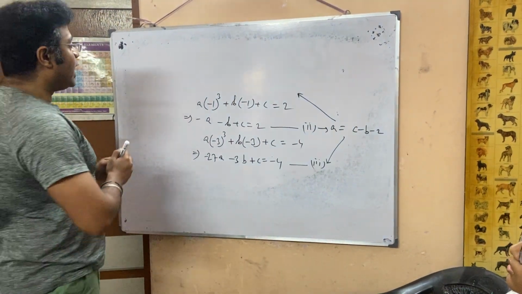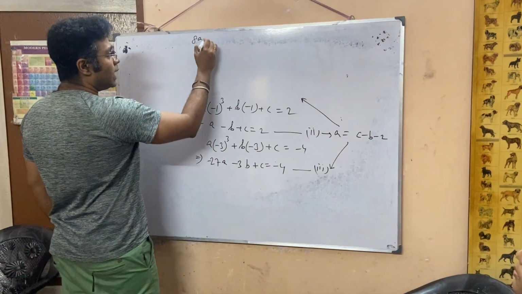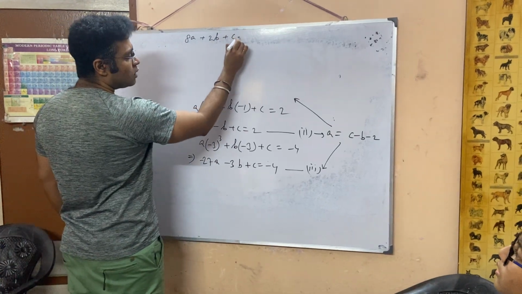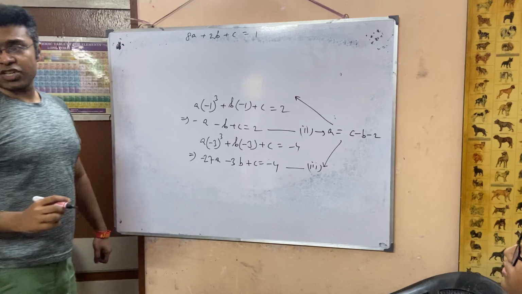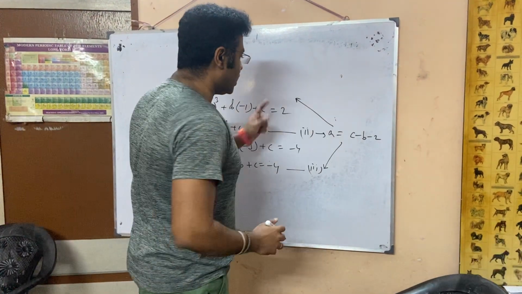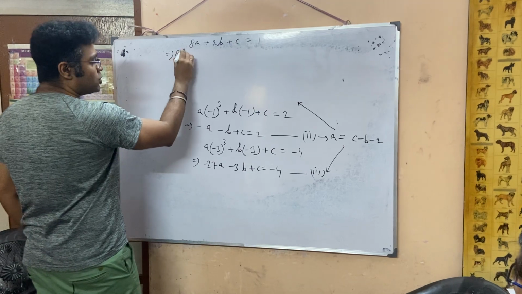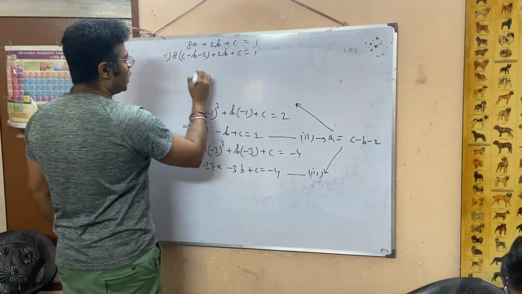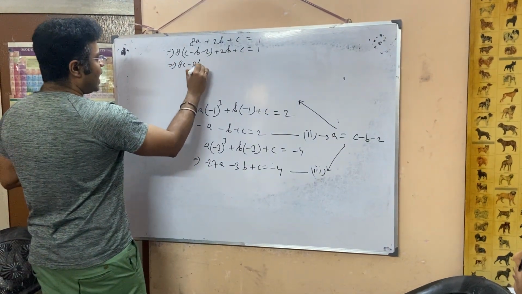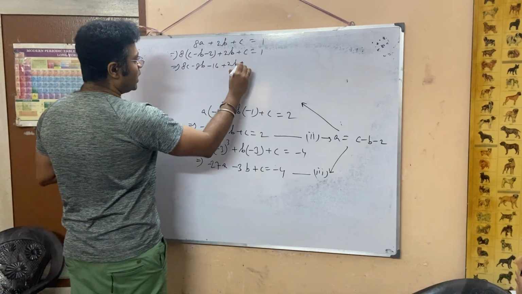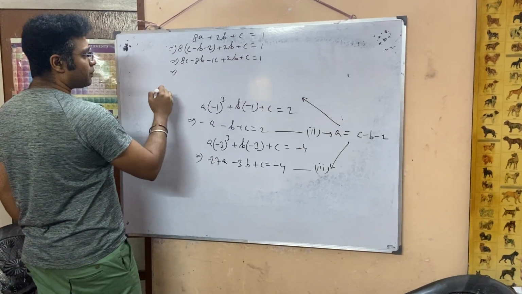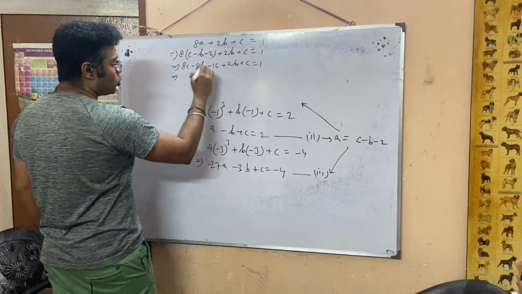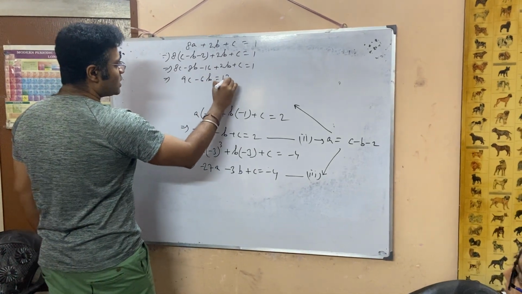You know the first equation, tell me. 8a + 2b + c = 1. It was the first equation, right? Okay. So here, instead of 8a, I'll write 8(c − b − 2) + 2b + c = 1. Now you multiply: 8c, −8b, −16, +2b, +c, = 1, right? So 8c and this c will be 9c. −8b + 2b is becoming −6b. That is equal to 17, right?